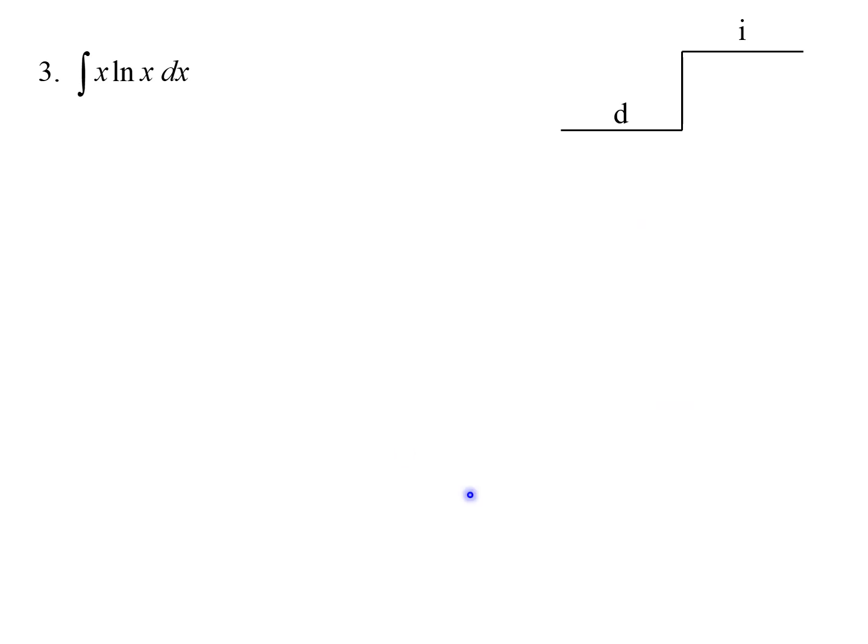Oh, here's the one where people don't like. It has an LX in there, so we go ahead and do our LIATE. We have a logarithmic and an algebraic. And notice the logarithmic, that's the one that's going to go on the left. Okay, so we have the natural log of x, and x.